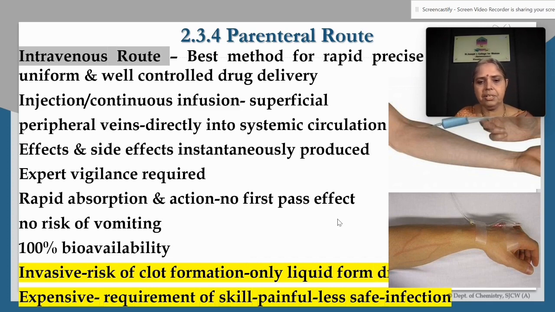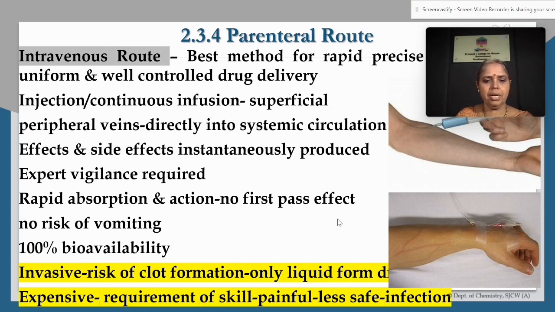There is little risk here. Effects as well as side effects start instantaneously. Fine, if it is working nicely and the intended action is delivered immediately, it is good, but side effects also start almost instantaneously. So for administering the drug as well as for monitoring the situation after drug administration, expert vigilance is required.